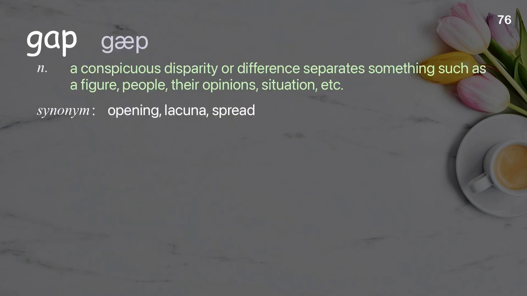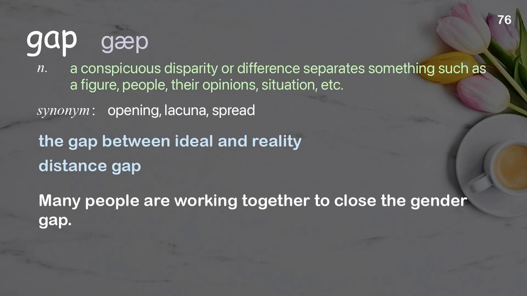Gap. A conspicuous disparity or difference that separates something such as figures, people, their opinions, situations, etc. Examples: the gap between ideal and reality, distance gap. Many people are working together to close the gender gap.